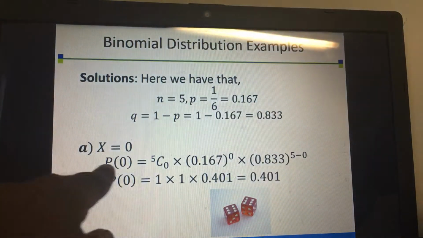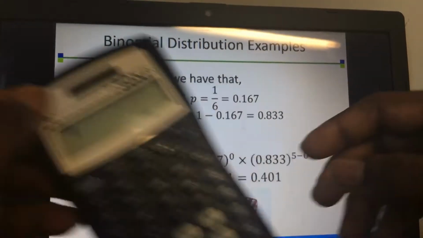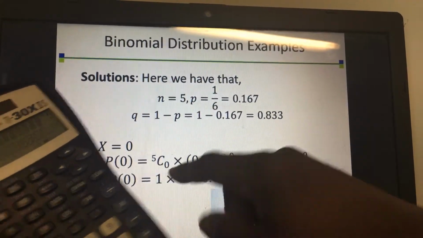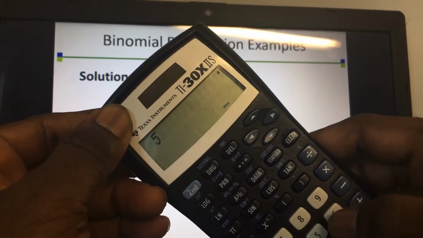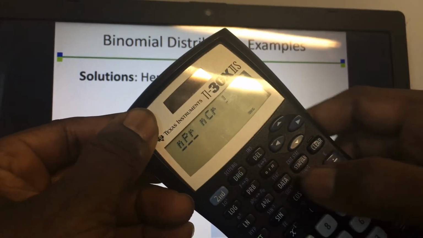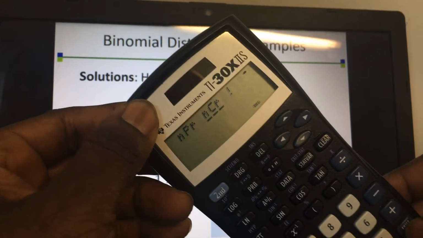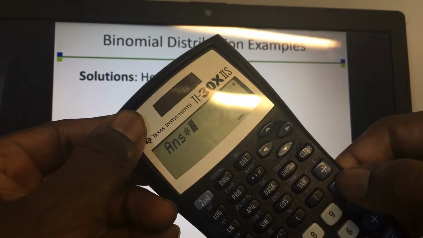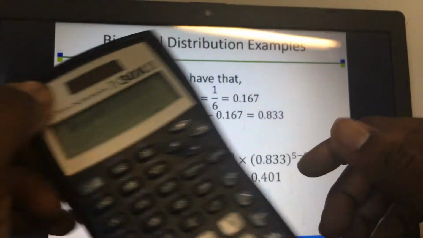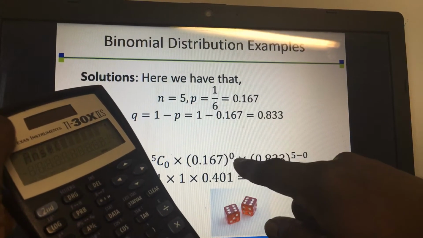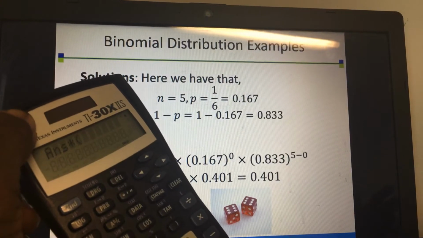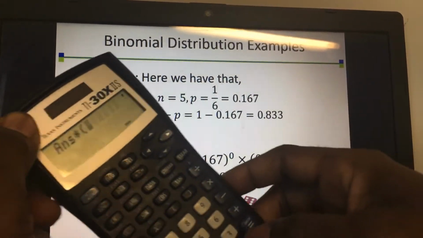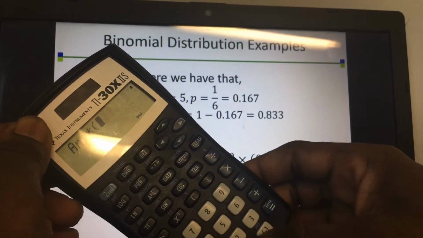So we have probability of 0 becomes, like I explained, we're just going to get it from here. 5 combination 0. 5, you go to PRB, combination 0, give me 1, times, in parentheses, 0.167 raised to the power 0. Actually, by the law of exponents, a real number raised to the power 0 is 1. But in any case, let me just put this in the calculator.